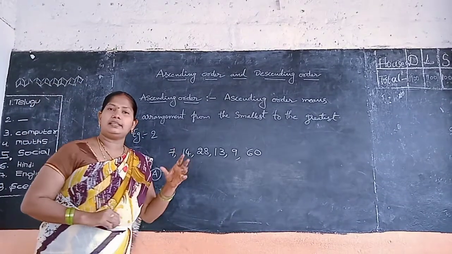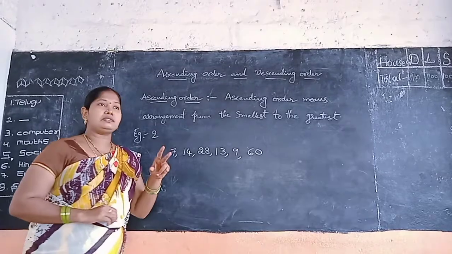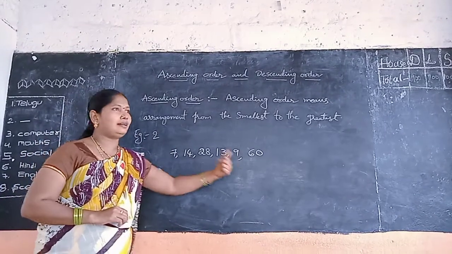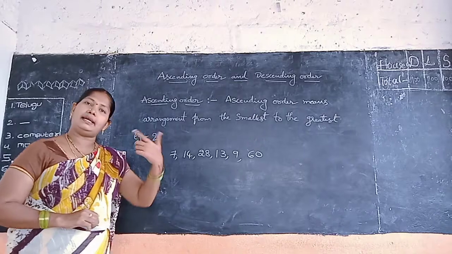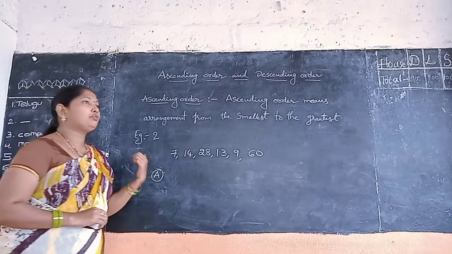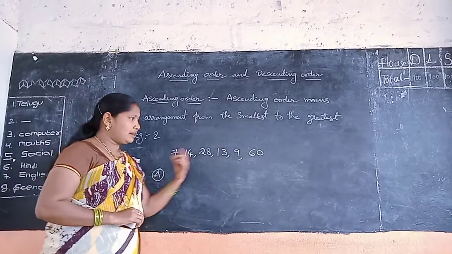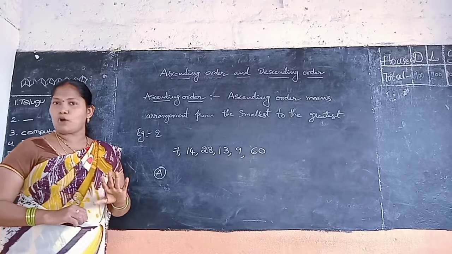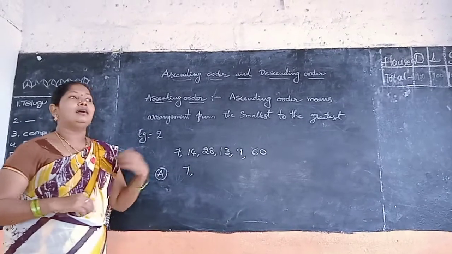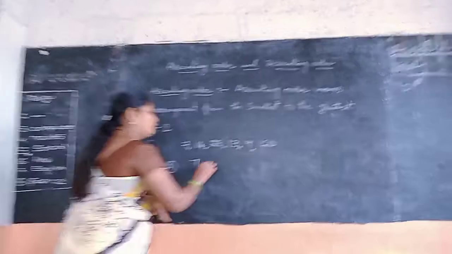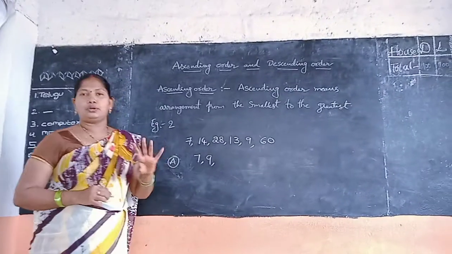How many 1-digit numbers are there? 2 numbers are there. Which ones? 7 and 9. 7 is a 1-digit number, 9 is also a 1-digit number. Which do you take first, 7 or 9? 7 is the smallest number. First one is 7, then the second one is 9. So 2 numbers are completed.